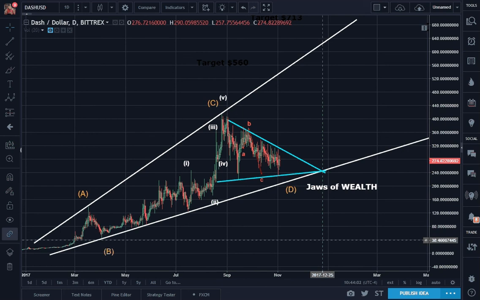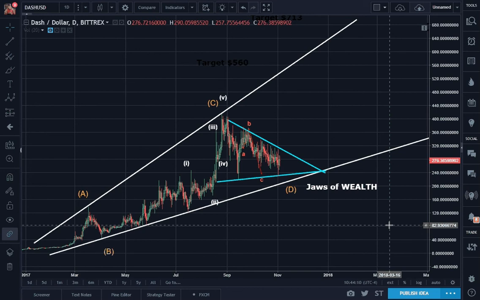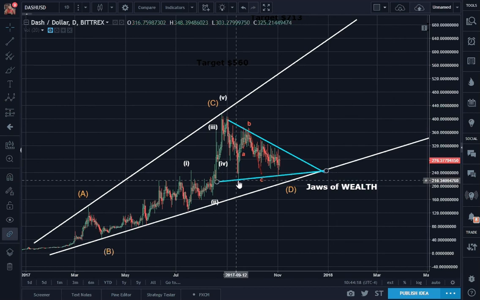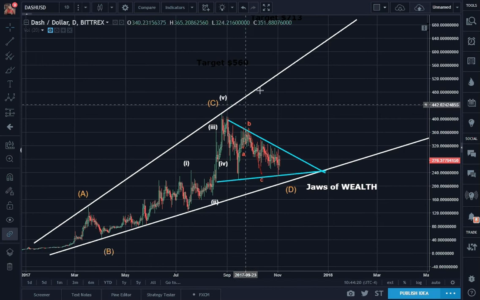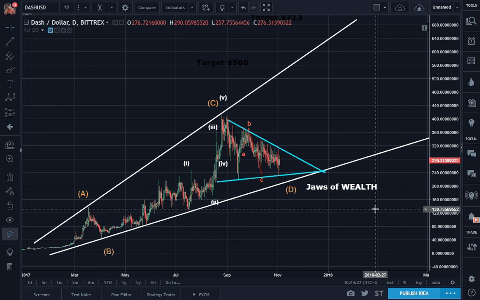And the fact that this symmetrical triangle is encompassed within the jaws of wealth, another higher degree pattern, a reflection of a higher degree of sentiment, is what I'm trying to say. The degree of sentiment here is lesser than the degree of sentiment that's projecting the broadening pattern, the jaws of wealth. And that's one way how I try to find a trend.